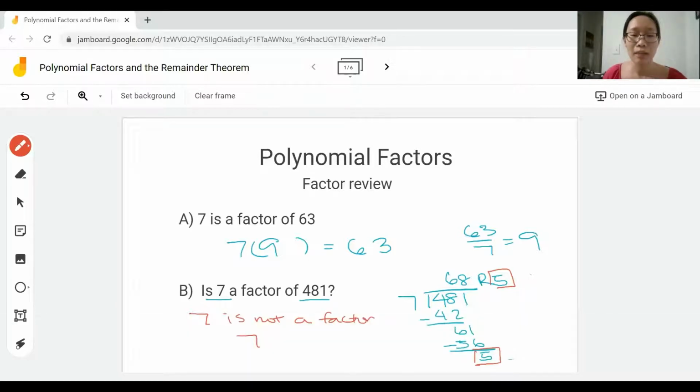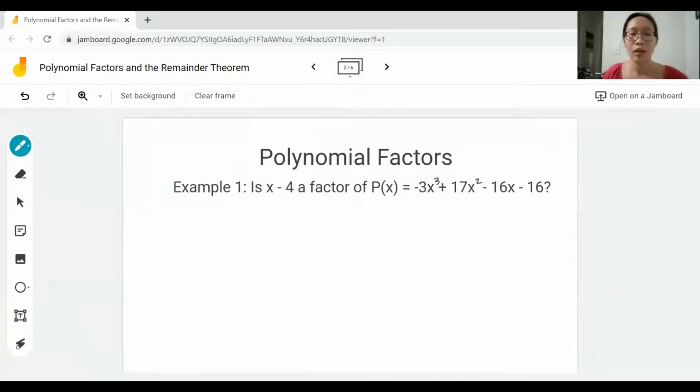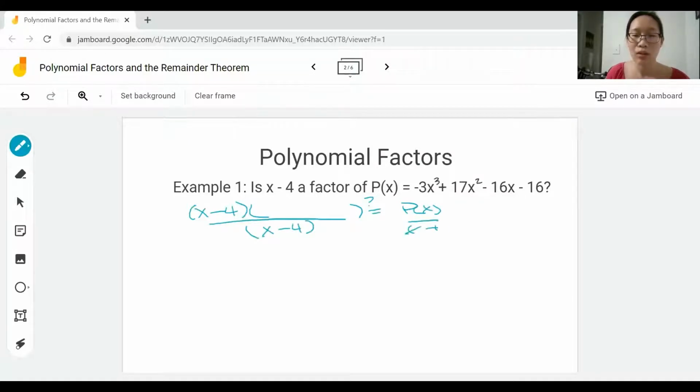The same thing applies to polynomials. Let's take a look at an example. In this example, we're asked, is x minus 4 a factor of p of x equals negative 3x cubed plus 17x squared minus 16x minus 16? So what I want to know is, can I multiply x minus 4 by something and get p of x? I don't know, so I could find out by dividing both sides by x minus 4 and see what I get. So I'm going to set this up as my long division.